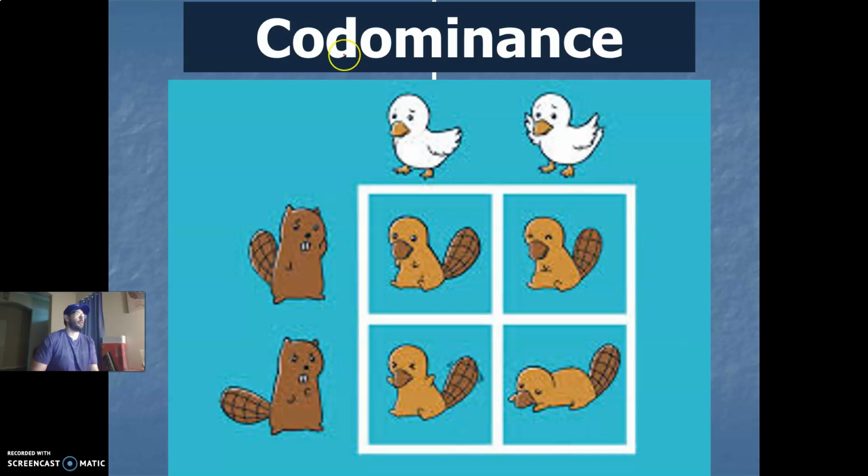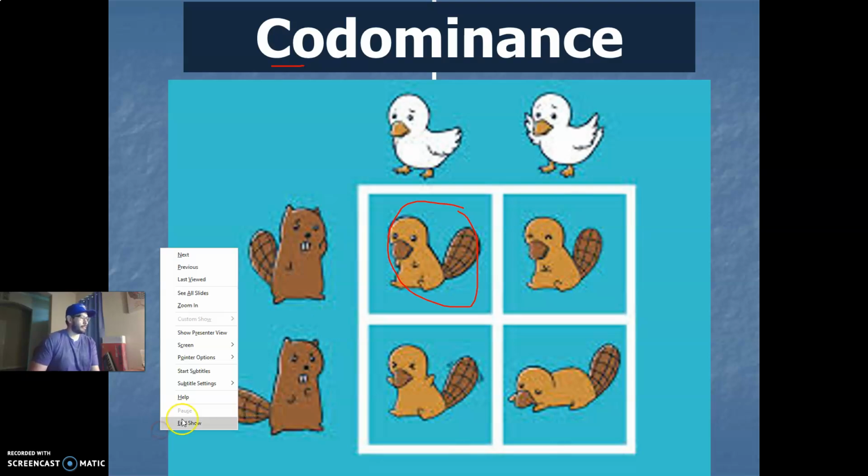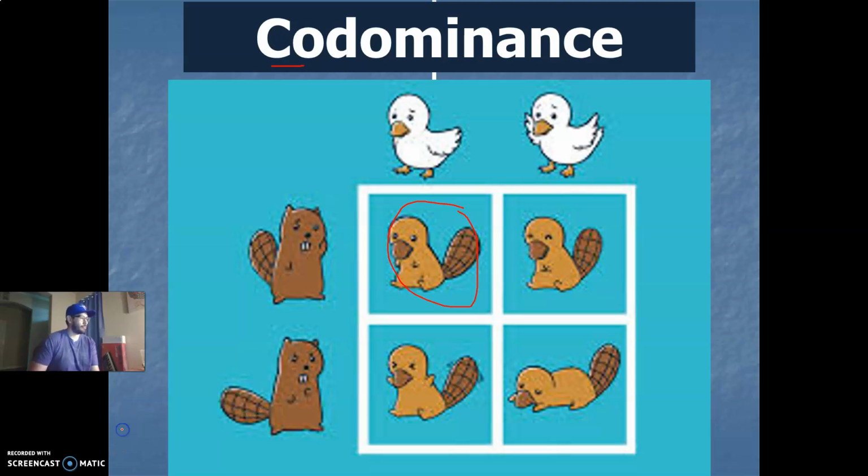Here's another one called codominance, okay? So we have a duck and we have a beaver. When those two breed together, we make a... No, we do not make a platypus, okay? That is not true. We do not make a platypus.